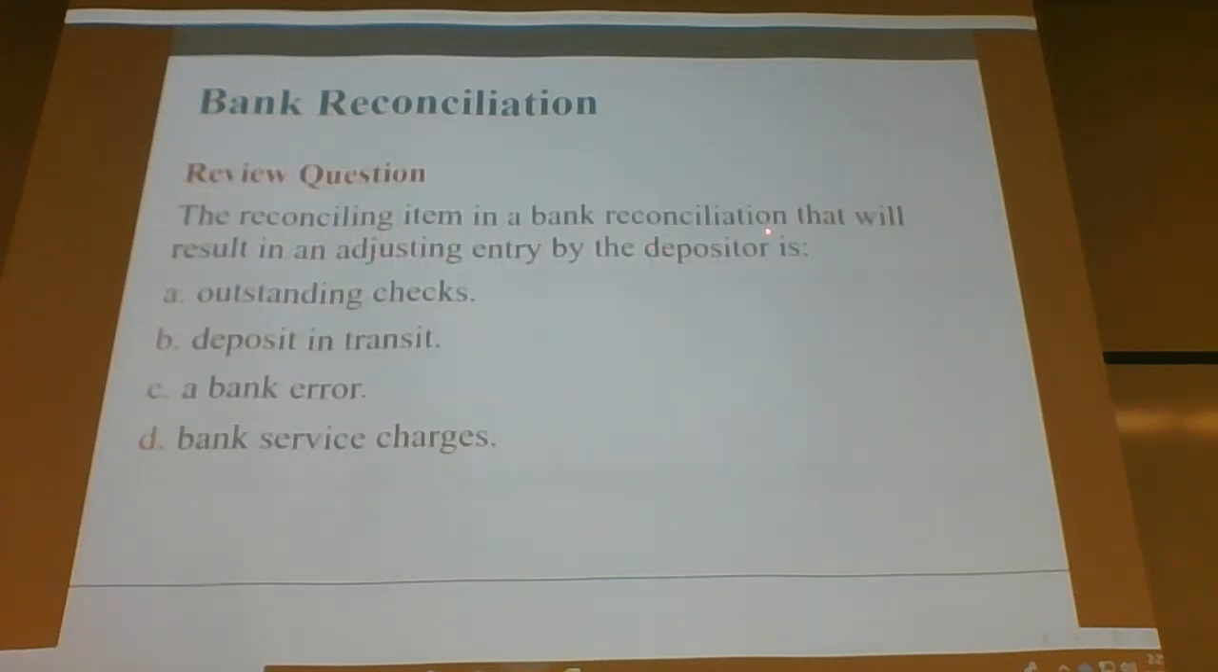It says the reconciling item in the bank reconciliation that will result in an adjusting entry by the depositor, that's the business, is: A, outstanding checks. No, the depositor knows that they've written these checks. B, deposits in transit. No, the depositor knows that they made that deposit. C, a bank error. Well, it's not the business's error, it's the bank's error. So when it's discovered, the bank is going to have to adjust their balance. The depositor will not. So that only leaves D, bank service charges, and that is the correct answer. The depositor does not know the exact amount of these bank service charges until the bank makes that charge to their account.